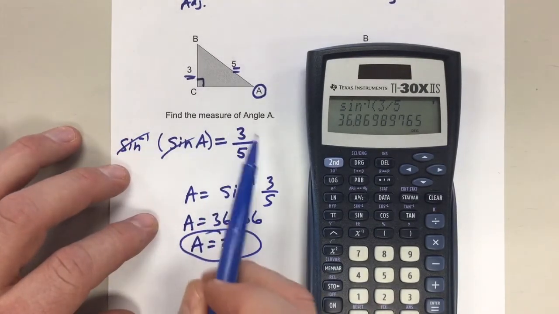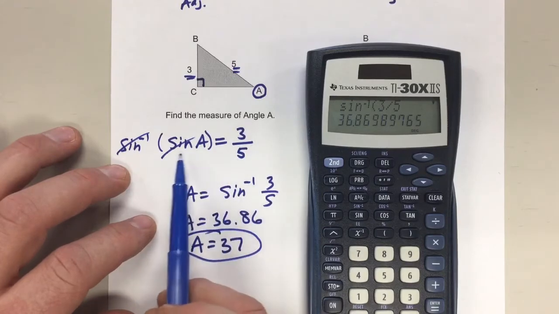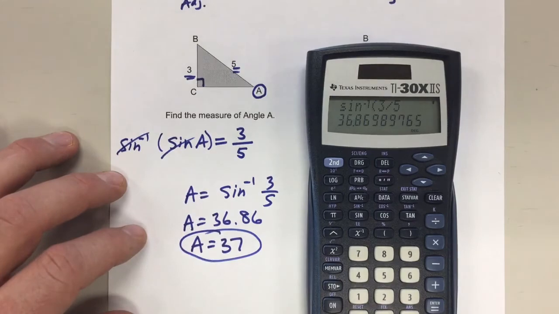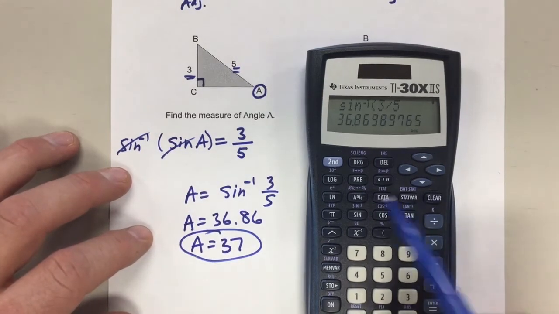So whenever I want to find the angle, when I know the fraction, I just do the inverse of whatever trig function I'm using, and you find that on your calculator.